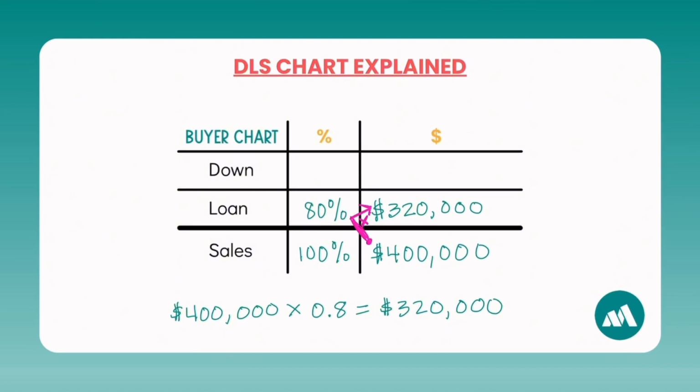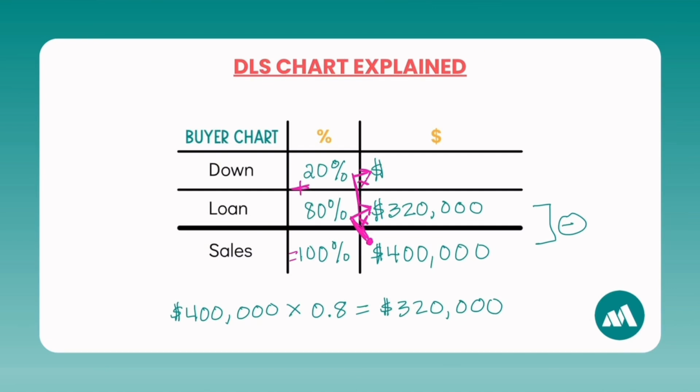Now we can easily find the rest of the numbers that belong in the chart. Remember, this percent plus the 80% has to equal 100%. So what number plus 80 equals 100? If you said 20, you are good to go. Now, we can find our down dollar amount by one of two ways. We can either subtract these two or multiply 400,000 times 20% to get our down dollar amount.